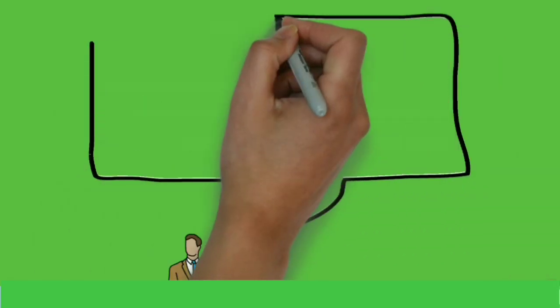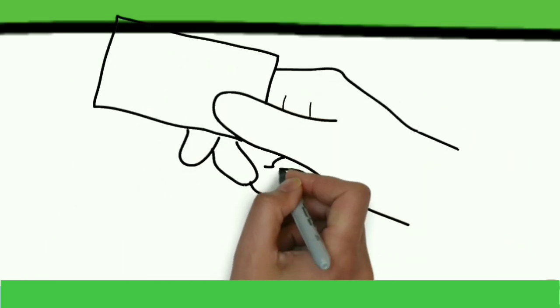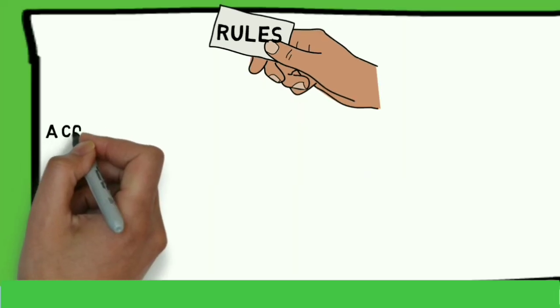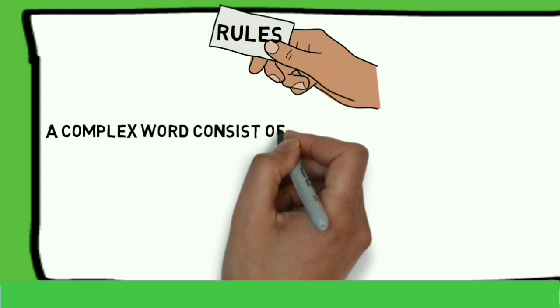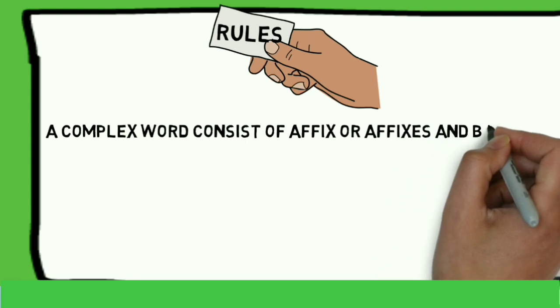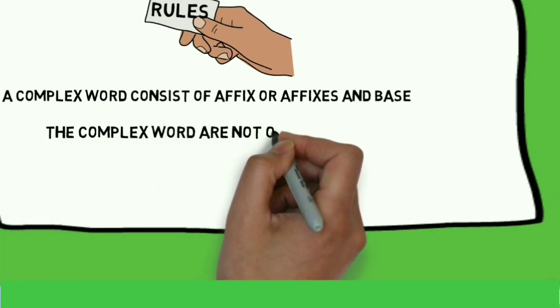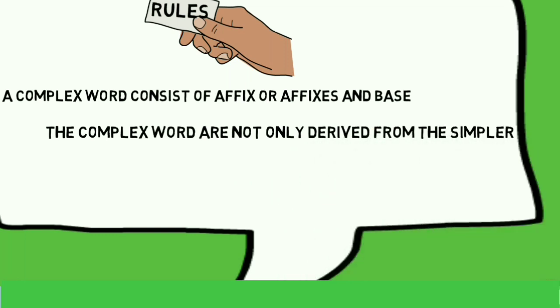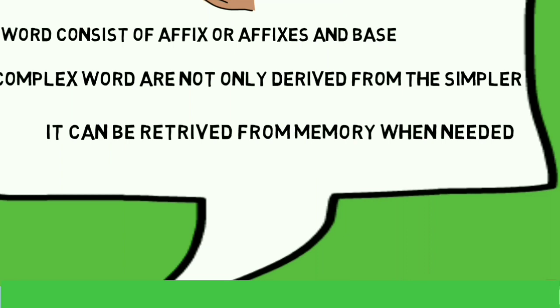Today, I'm going to explain about the morphology book, chapter 3, rules. If you are talking about morphological structure, there must be the term: a complex word consists of an affix or affixes and a base. Complex words are not only derived from simpler ones, but can also be retrieved from memory when needed.